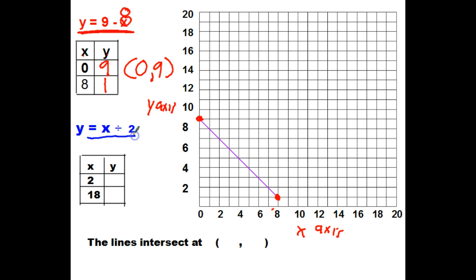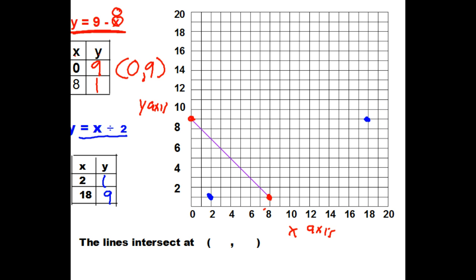I'm going to the second one. y equals x divided by 2. Put my x in, 2. y equals 2 divided by 2. 2 divided by 2 equals 1. 18. 18 divided by 2 equals 9. So I'm going to plot those 2 points. 2, 1: 2 to the right and up 1. 18, 9: 18 to the right and up 9. And then connect those points.